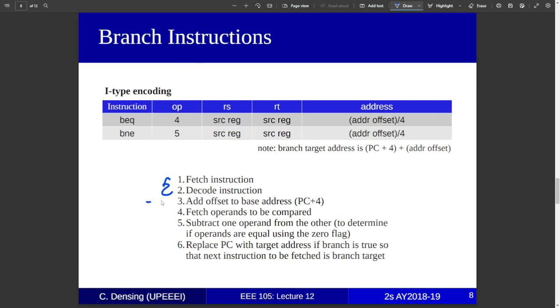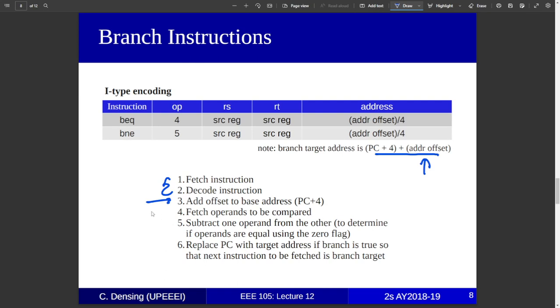So we want to add the offset to the base address. So what we do is we calculate PC+4 plus the address offset. Remember, why is it address offset instead of word offset? Well, PC+4 is actually in bytes. That's why it's 4, right? So it's not PC+1, it's PC+4. So then address offset is the instruction offset times 4. So that's why it's address offset. So it's PC+4 plus address offset that we need to calculate in order to write it back into the PC.